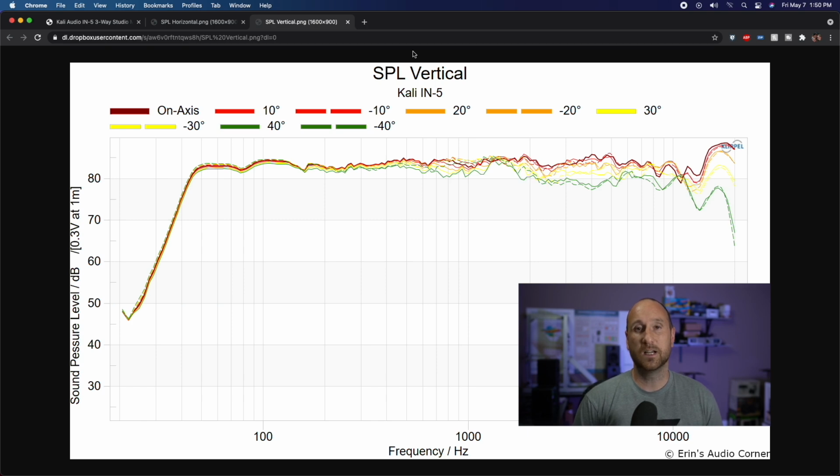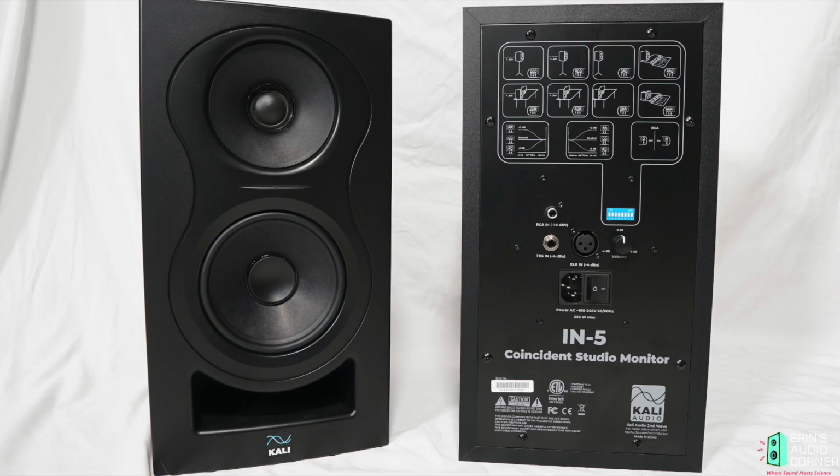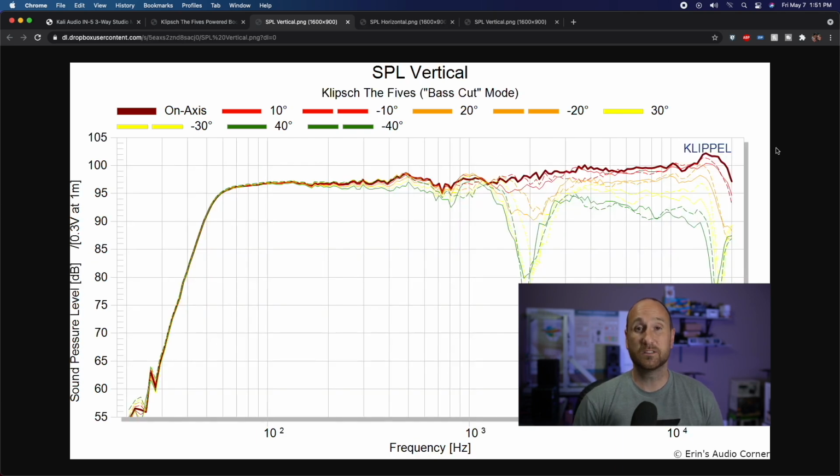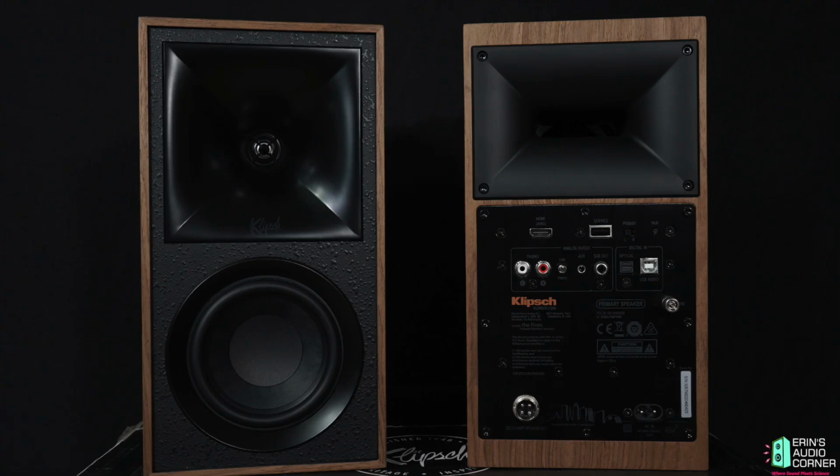With this particular design, this is a point source design. It is a coaxial design, which means the tweeter is embedded into the mid-range area, so you get a more uniform distribution as you go above and below the speaker. But let's look at a case when you're talking about a standard 2-way with a tweeter and a mid-woofer. This is Klipsch's The Fives, and this is a 2-way design with a horn-loaded tweeter and a 4.5-inch mid-woofer.